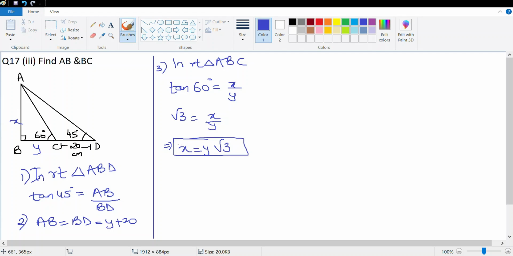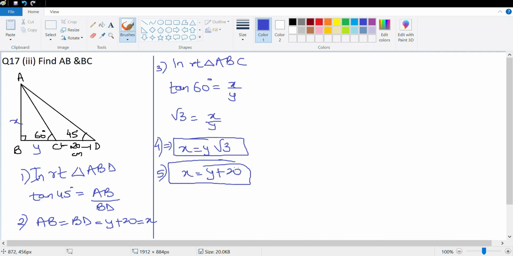So let's see if I have anything else. We need to have another equation. So we have X is equal to Y root 3, and we got AB is equal to BD is equal to Y plus 20, and this is equal to X because AB is equal to X. So what we have is X is equal to Y plus 20, and this is equation 4, this is equation 5. X is equal to Y root 3 and X is equal to Y plus 20.